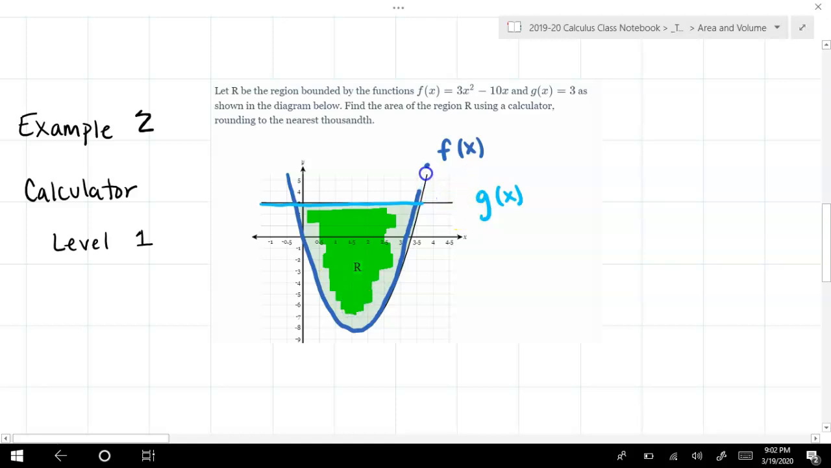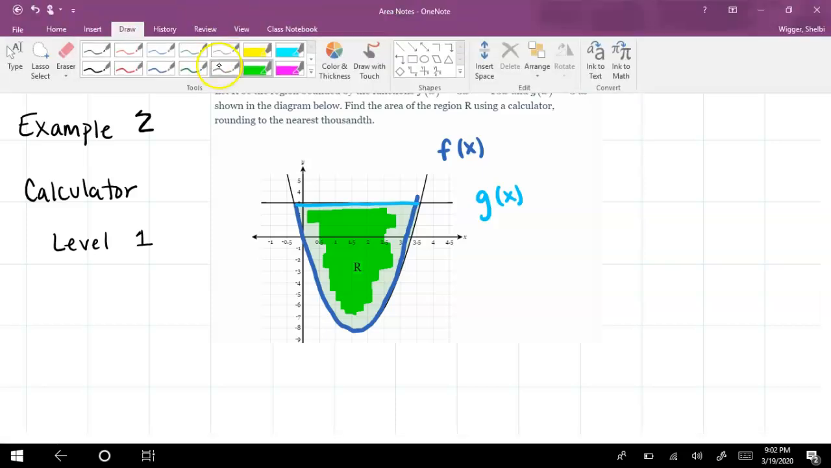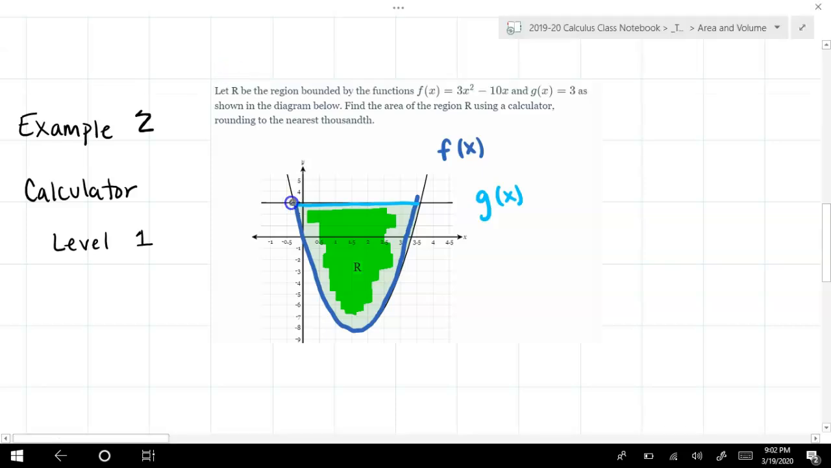We need to know the points of intersection. And we'll use our calculator to find those exact values. When I find them, I'm going to set the x value equal to a in the leftmost point of intersection, and the x value equal to b in the rightmost point of intersection.